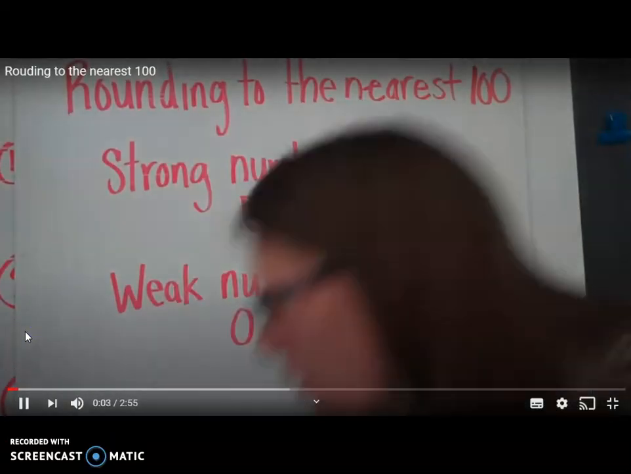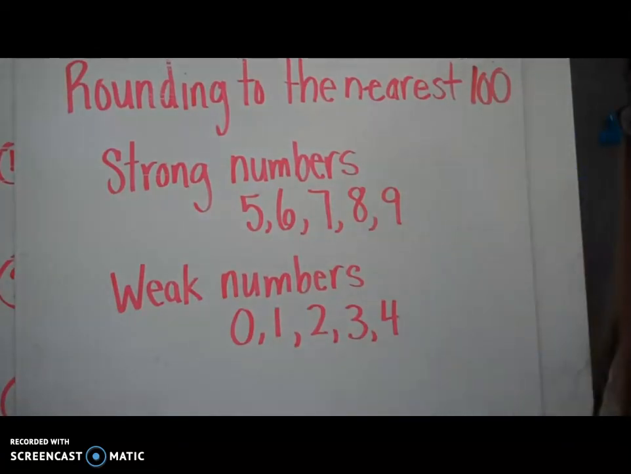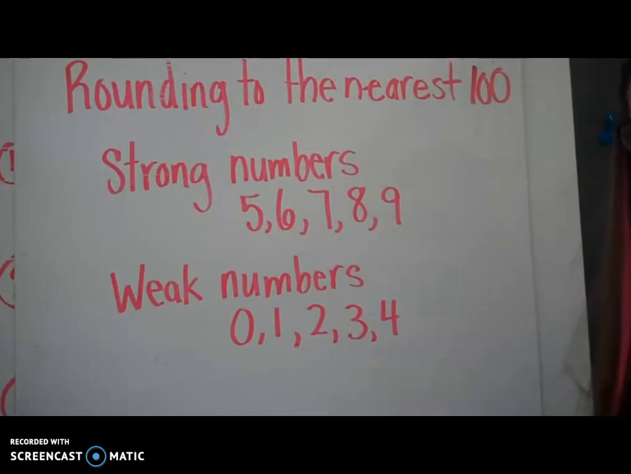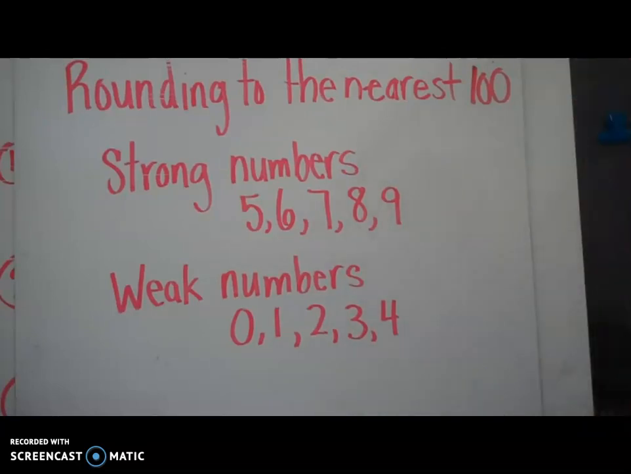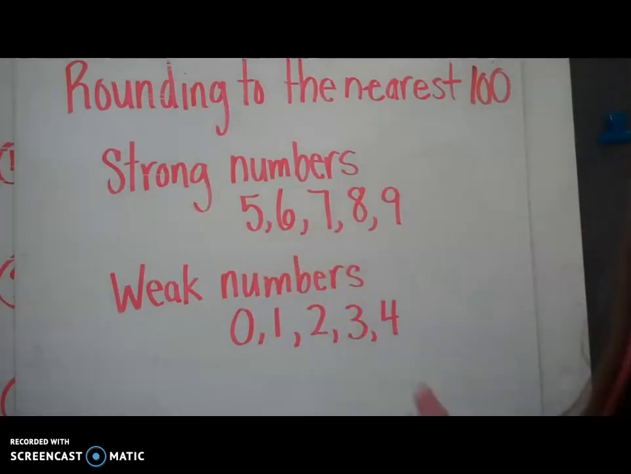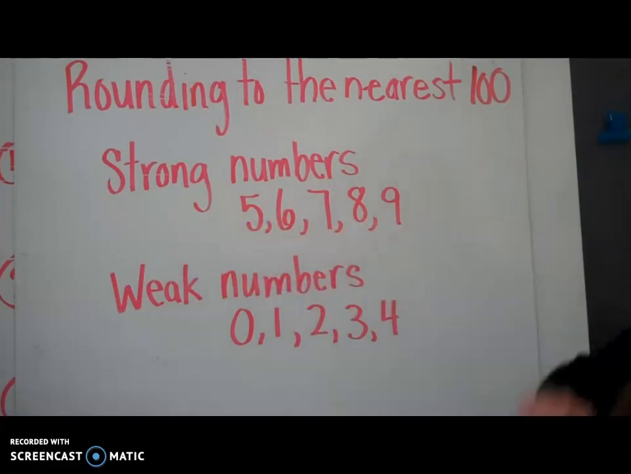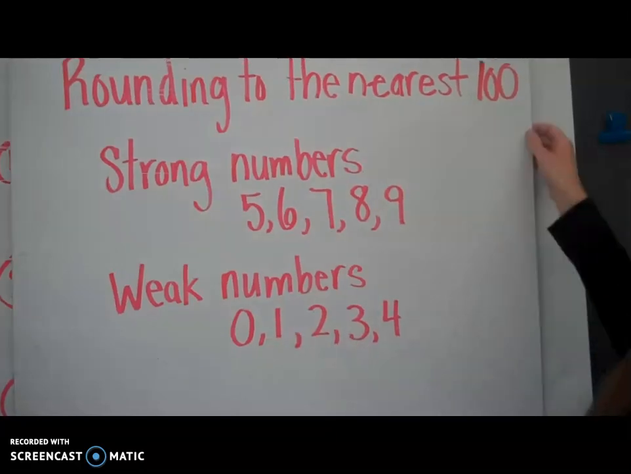Alright, yesterday we rounded to the nearest 10. Today we're rounding to the nearest 100. So all of our answers are going to be numbers that we would count by 100: 100, 200, 300, 400, 500, 600, 700, 800, 900, or 1000. Our strong numbers are still the same. Strong numbers are 5, 6, 7, 8, 9. Weak numbers are 0, 1, 2, 3, 4.